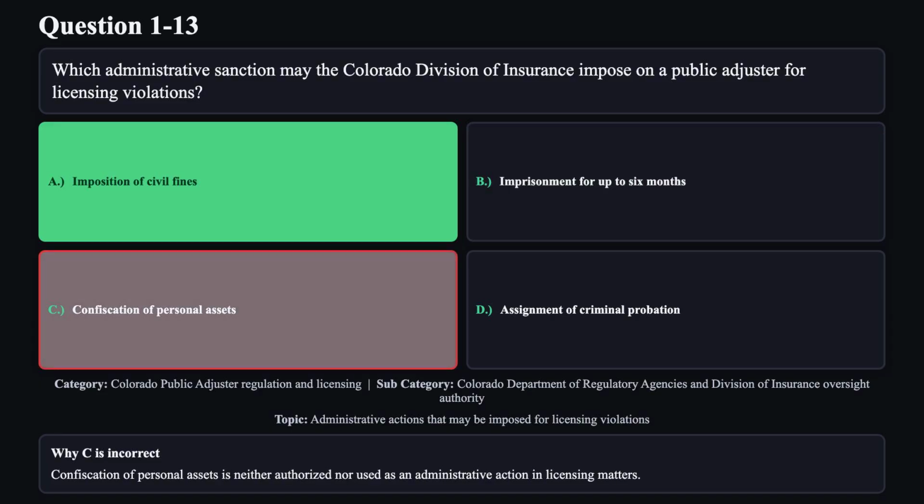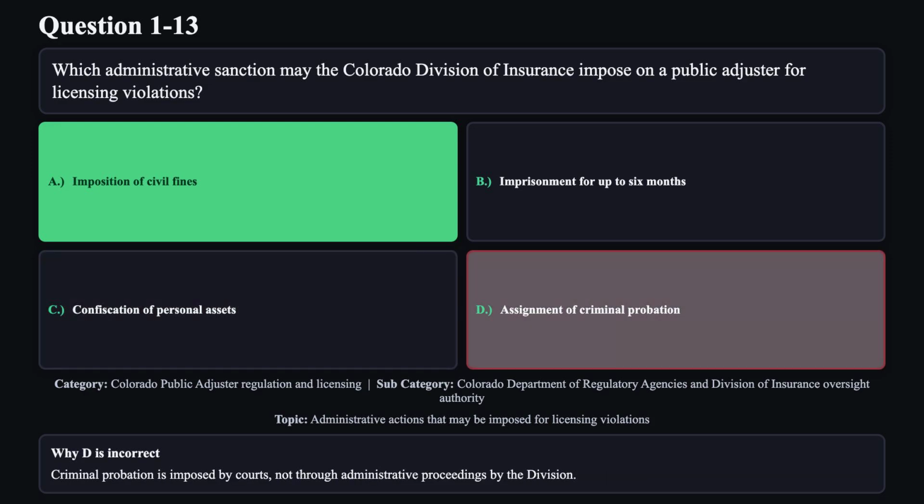Reason C is not correct. Confiscation of personal assets is neither authorized nor used as an administrative action in licensing matters. Reason D is not correct. Criminal probation is imposed by courts, not through administrative proceedings by the division.